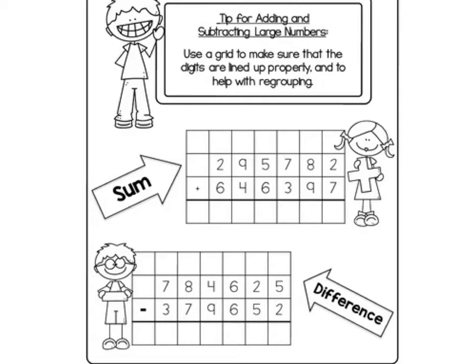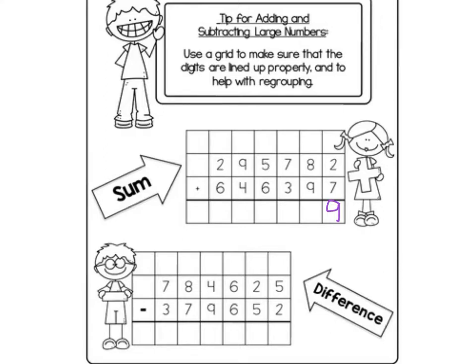So the first one, and these are some of the vocabulary words they need to know. They need to know sum is the answer to addition, difference is the answer to subtraction. So 7 plus 2 is 9, and you can see we've once again taken it back to place value, and we have our place values lined up.